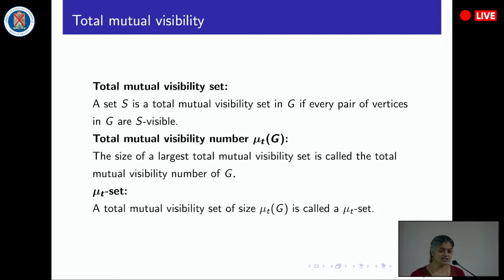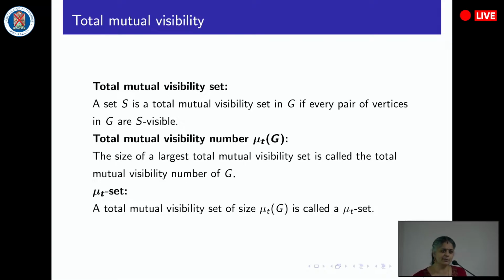Another variation is total mutual visibility set. Here the thing is that robots must be able to communicate with each other, humans must be able to communicate with the robot, and humans must be able to communicate with each other without a robot coming in between. So you are going to find a set S such that every pair of vertices are S visible, whether the vertices are from S or from outside. Every pair of vertices must be S visible, and that is the notion of total mutual visibility set.